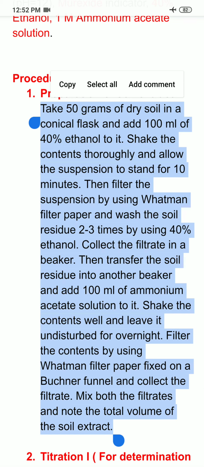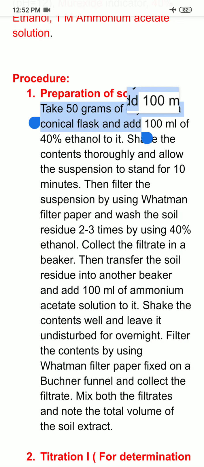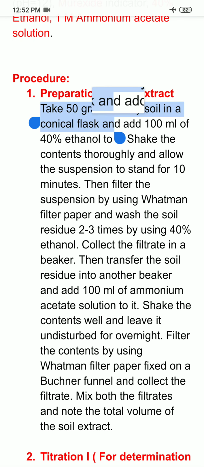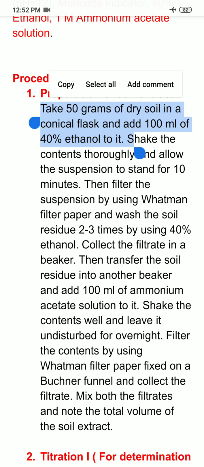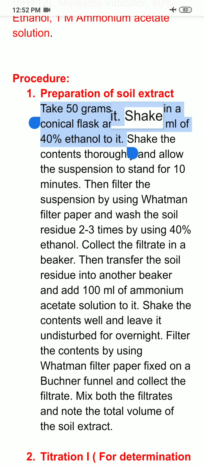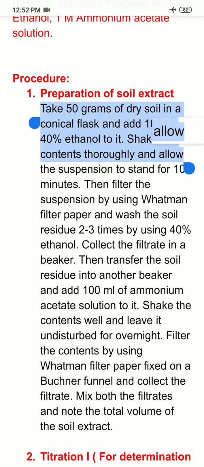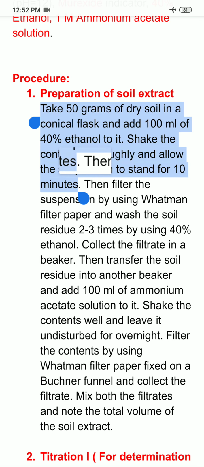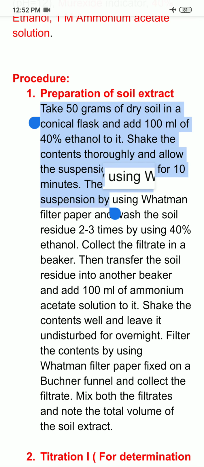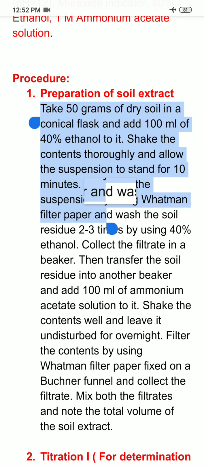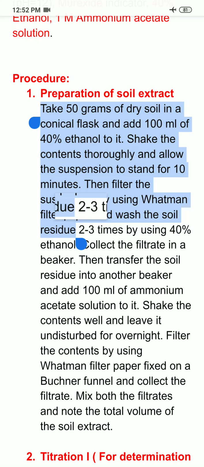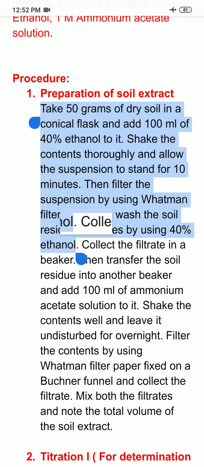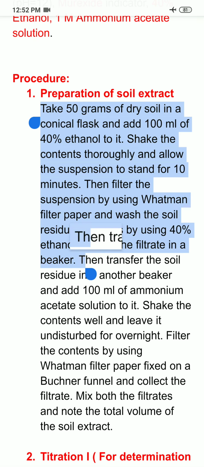So for processing the soil, we need to take a known quantity of the soil and dissolve it in 40% ethanol, shake the contents, and allow the soil to stand for 10 minutes. Then we filter that using Whatman filter paper and wash the soil residue 2-3 times with 40% ethanol, and we collect the filtrate.